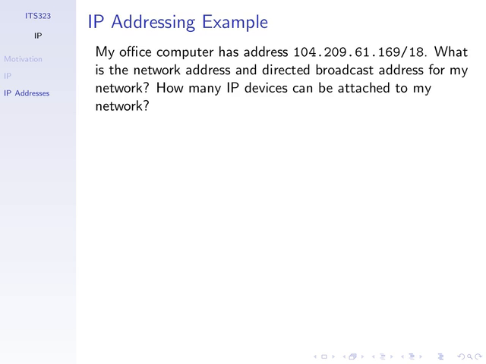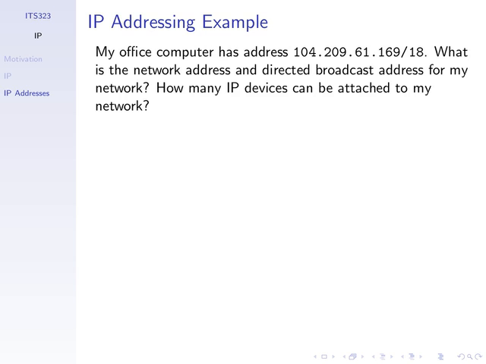Directed broadcast address, same approach, except instead of all zeros here, we have all ones. So we're going to have 104.209, and the third set of 8 bits will be 00 followed by 6 ones, which is what? 63. And then 255. The directed broadcast address is 104.209.63.255.